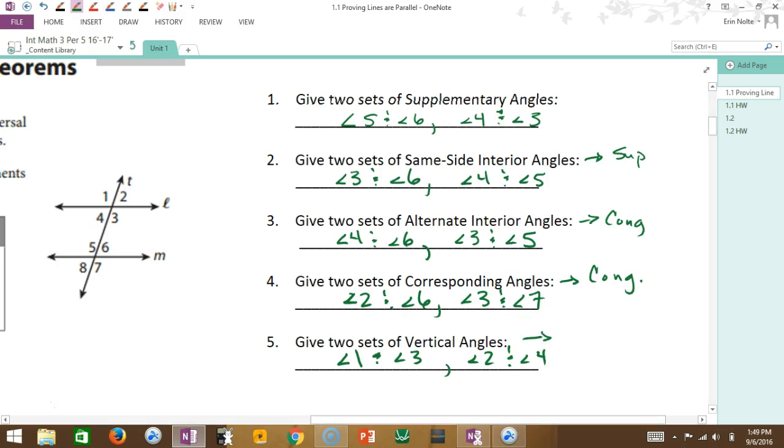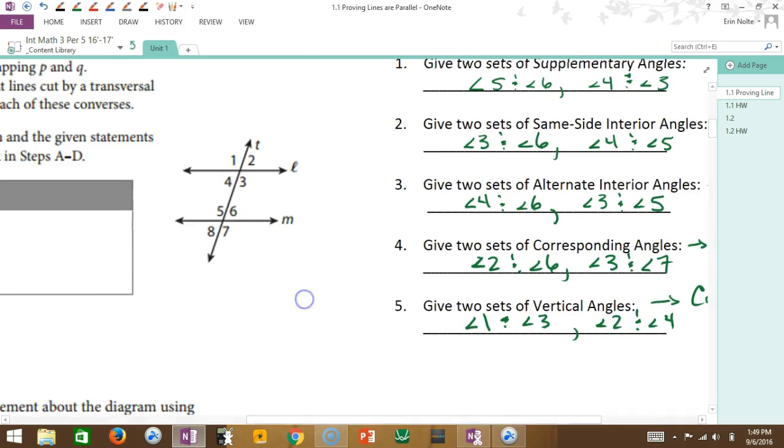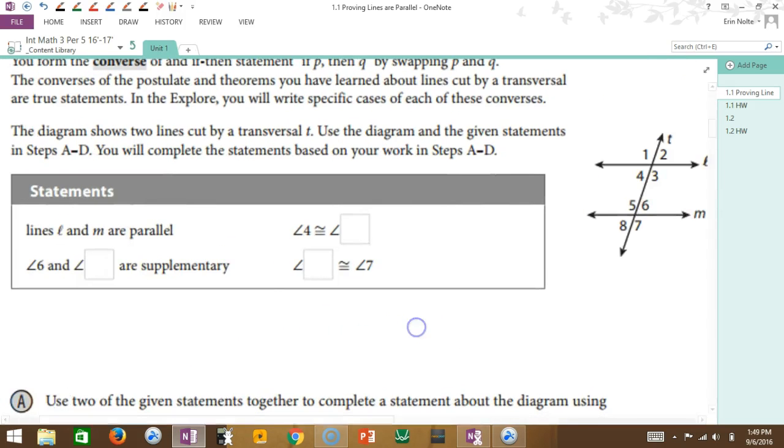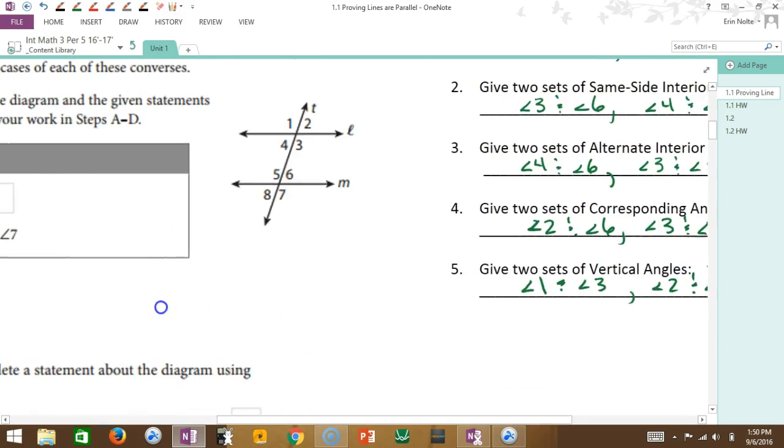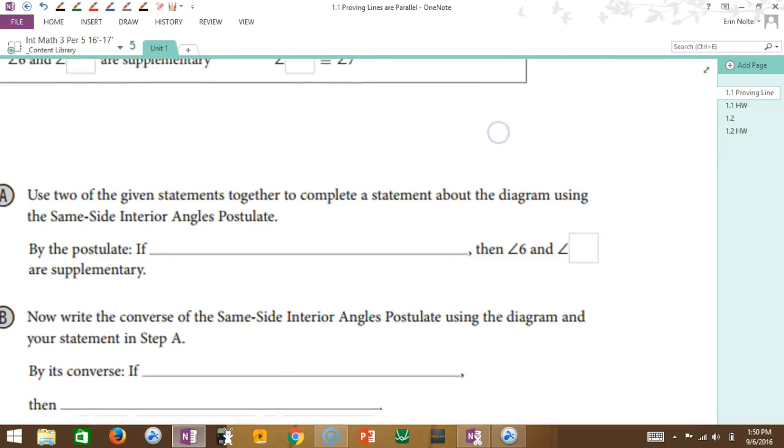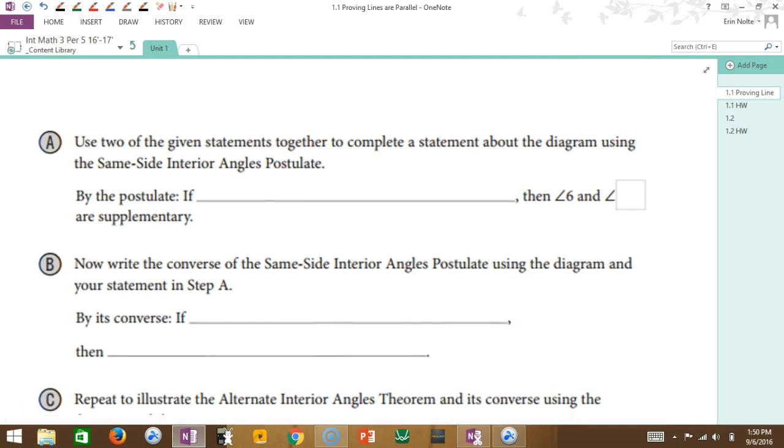So, okay, did we figure out a relationship between vertical angles yet? They are congruent. Vertical angles are, in fact, congruent. Okay, so what does all this have to do with what we're learning today? Well, here we go. I'm going to skip this little statement part because we made a whole bunch of statements over here. I'm going to skip down to this part right here.